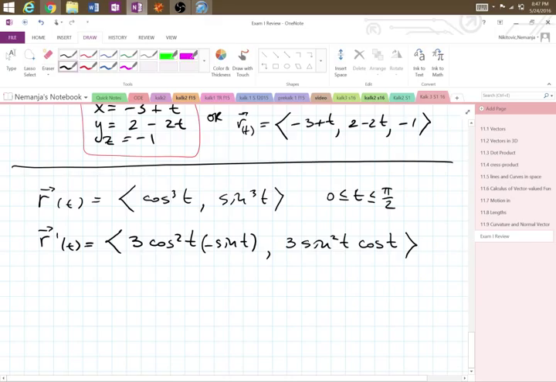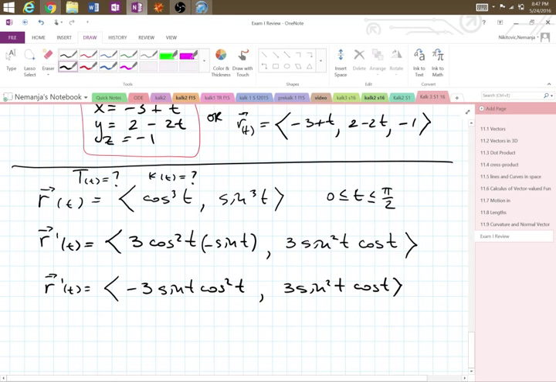Well, chain rule. We're looking for the tangent unit vector and the curvature. This was a question on quiz 3. So r prime of t is negative 3 sine t cosine squared t and 3 sine squared t cosine t are the components.